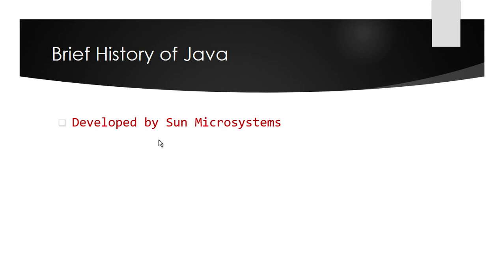So Java was started by Sun Microsystems in 1991, and it took over 18 months to develop the first working version. Initially it was named Oak after the oak tree which stood outside the main developer's office, but it was later renamed Java in 1995, and the first version, Java 1.0, was released in the same year.